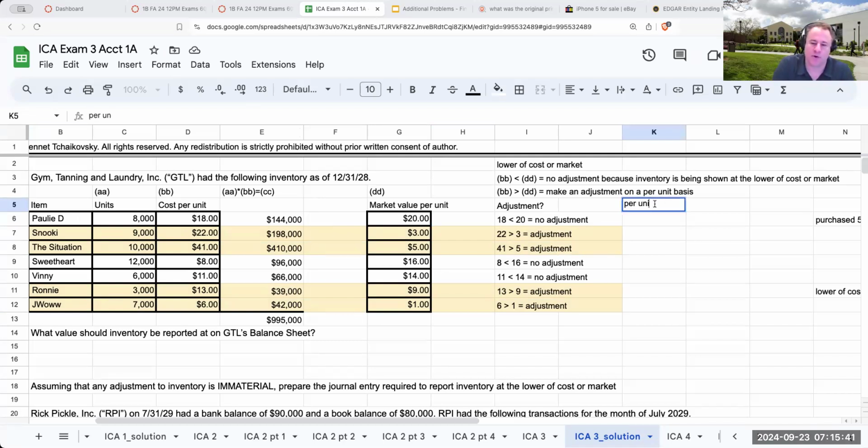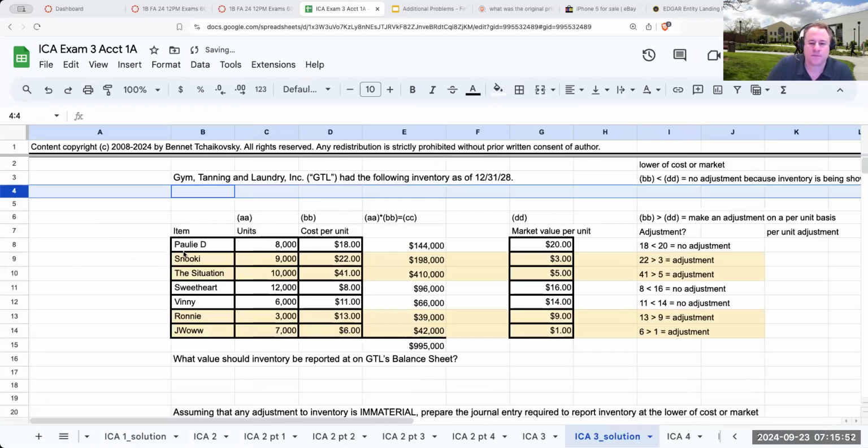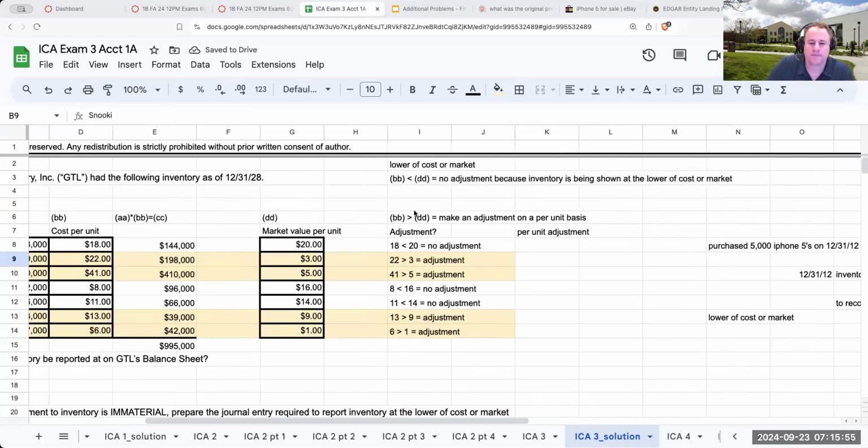So my per unit adjustment, for those items that need adjustment, is going to be the difference between the cost per unit less the market value per unit, or EE.